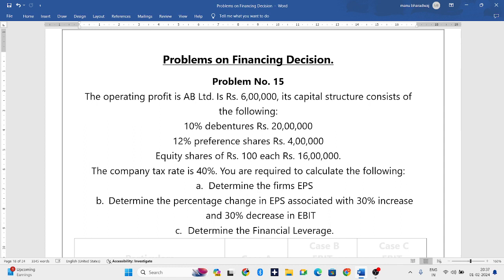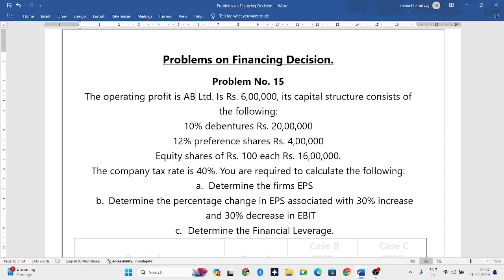Its capital structure consists of the following. So the capital structure is as follows. They have 10% debentures of 20 lakh rupees, 12% preference shares of rupees 4 lakh, equity shares of rupees 100 each, which is total capital of 16 lakh. The company's tax rate is 40%.